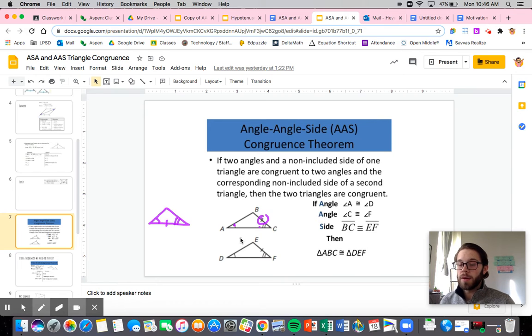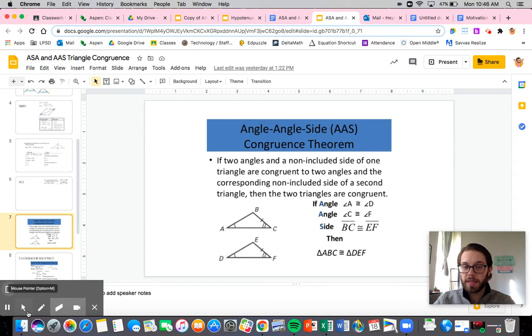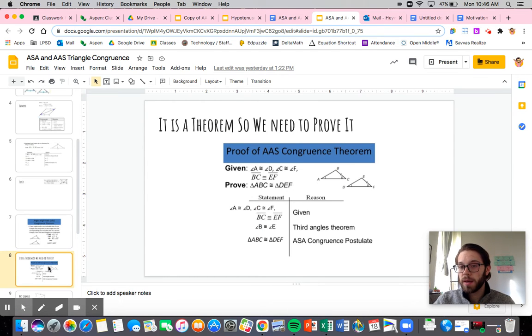All right. The only difference between what we just did and what we are doing between angle, side, angle, and angle, angle, side is literally just the order of where the side is. So it's nothing new. It is a theorem, though, so we do need to talk about it. So the reason why it's true is, well, what do we know about all triangles? Their angles add up to 180 degrees, right? So if we know that we have these two angles are congruent, and we have that these two angles are congruent, right?